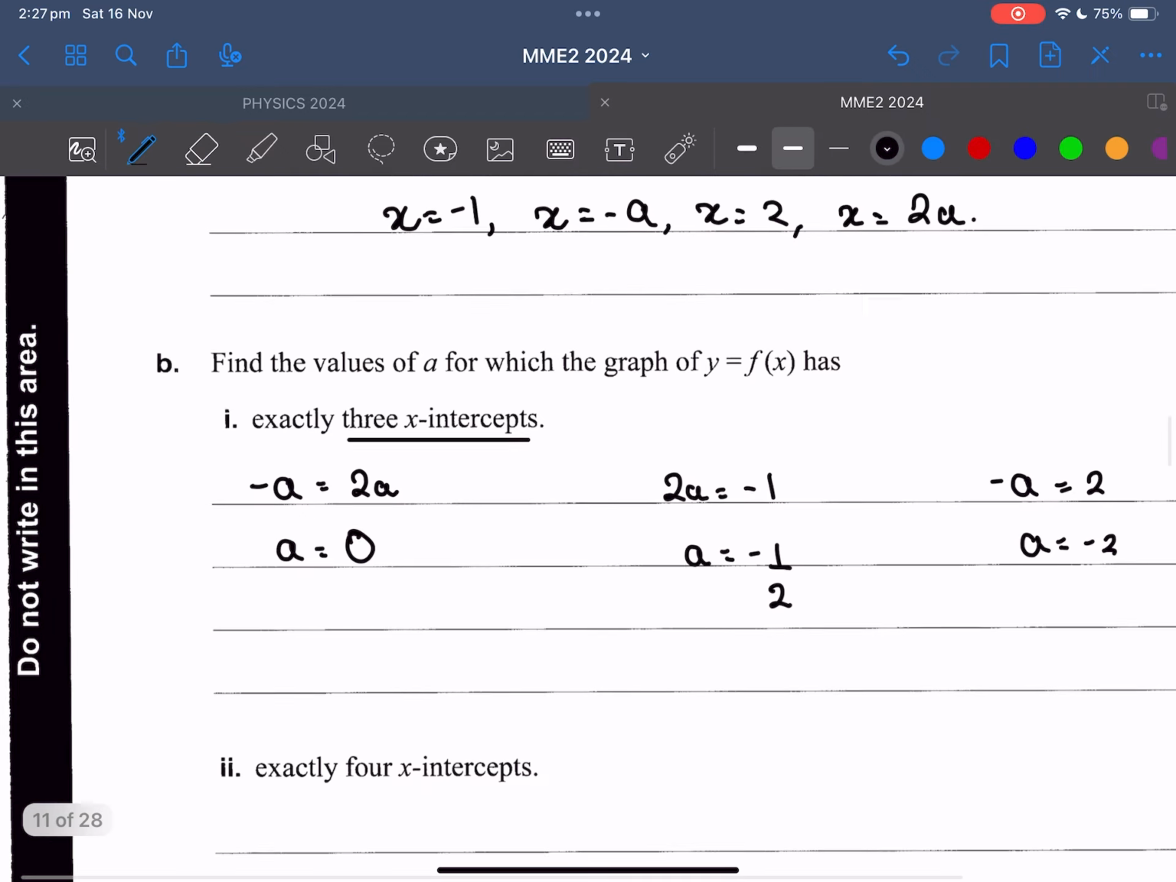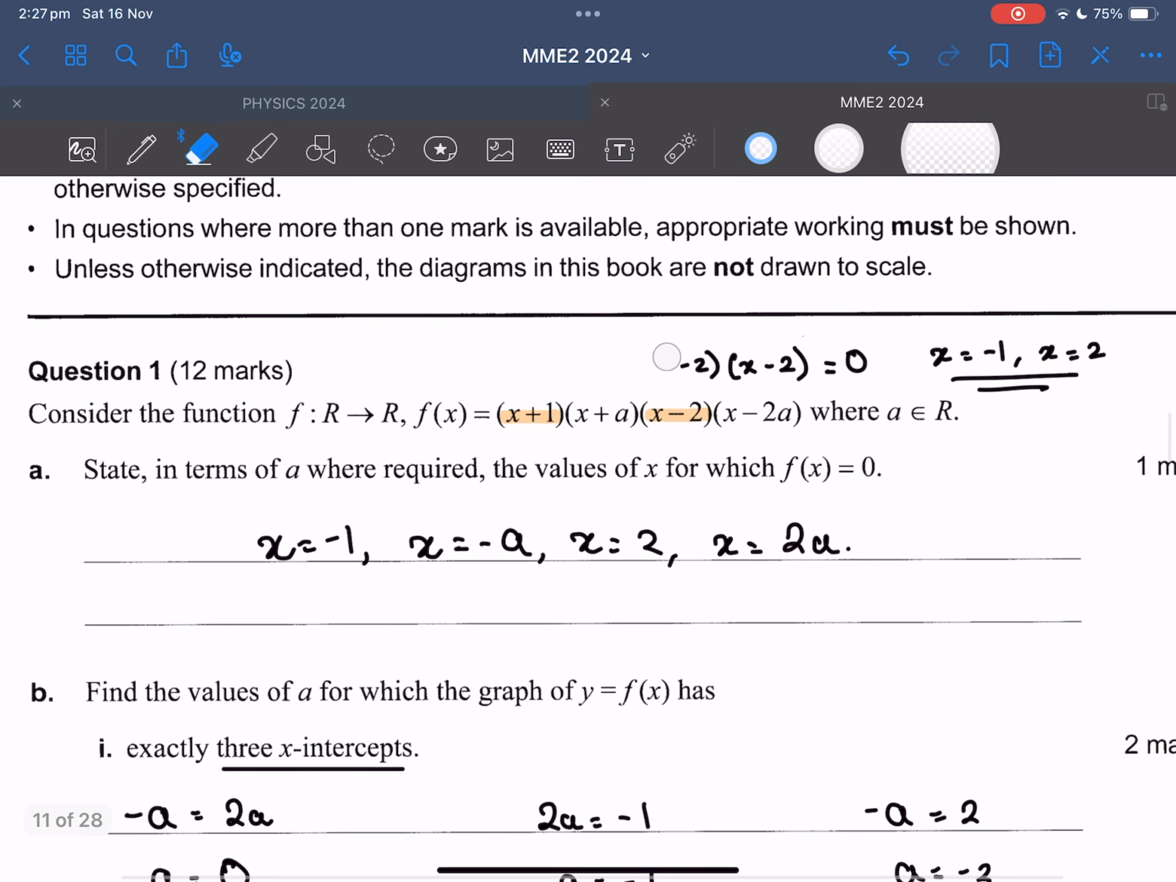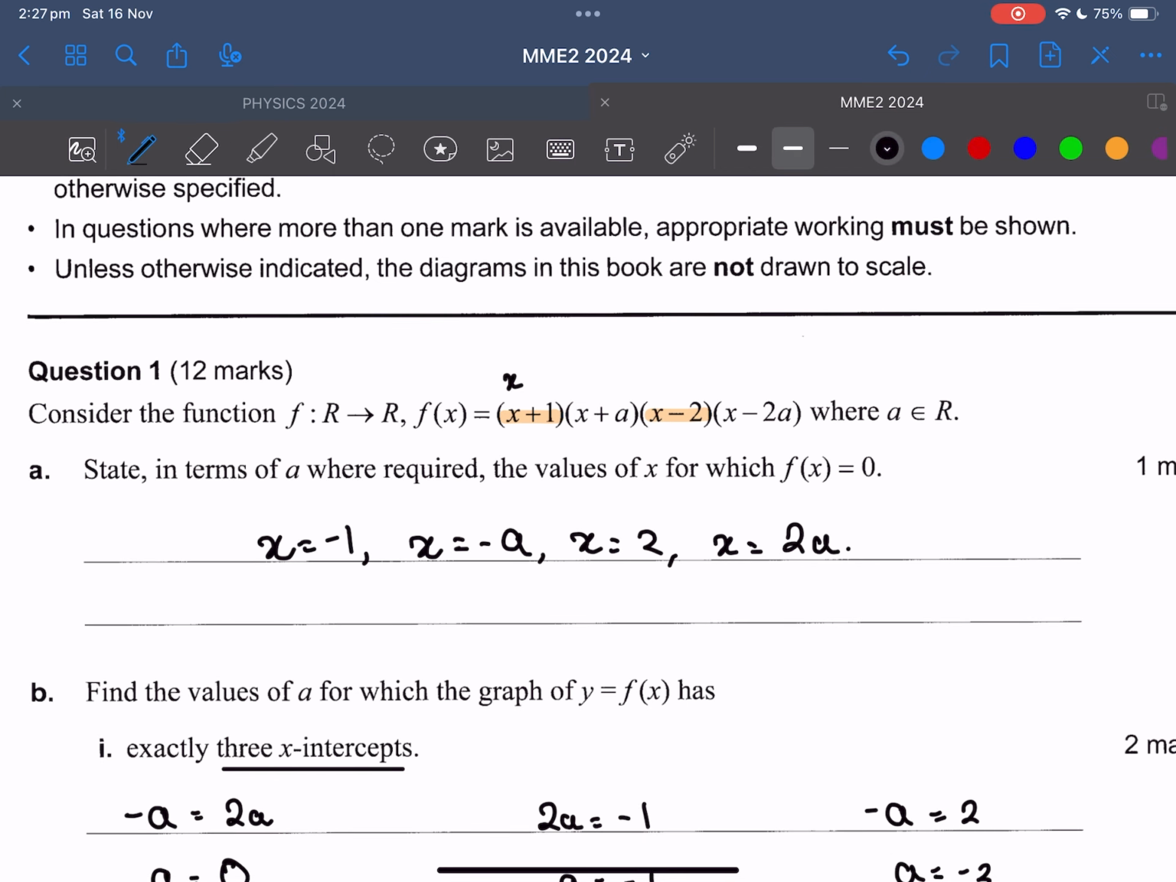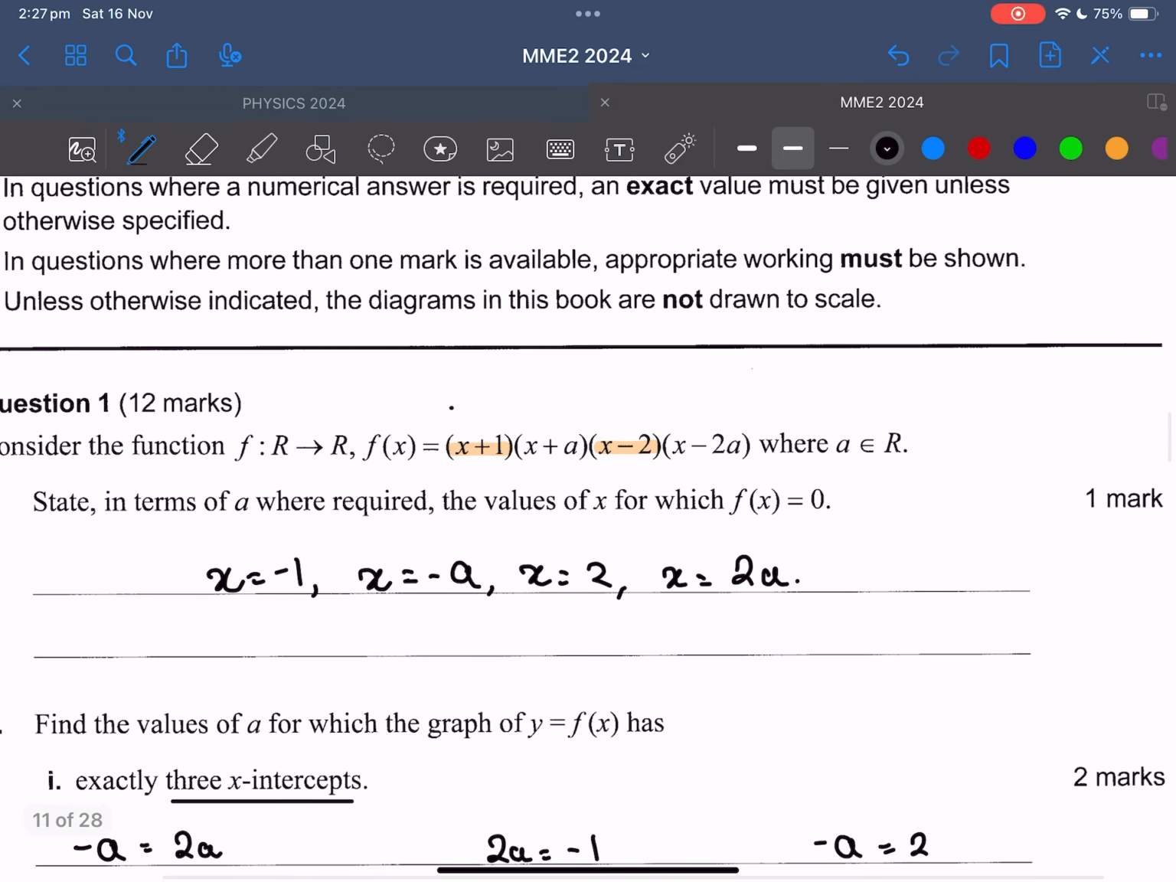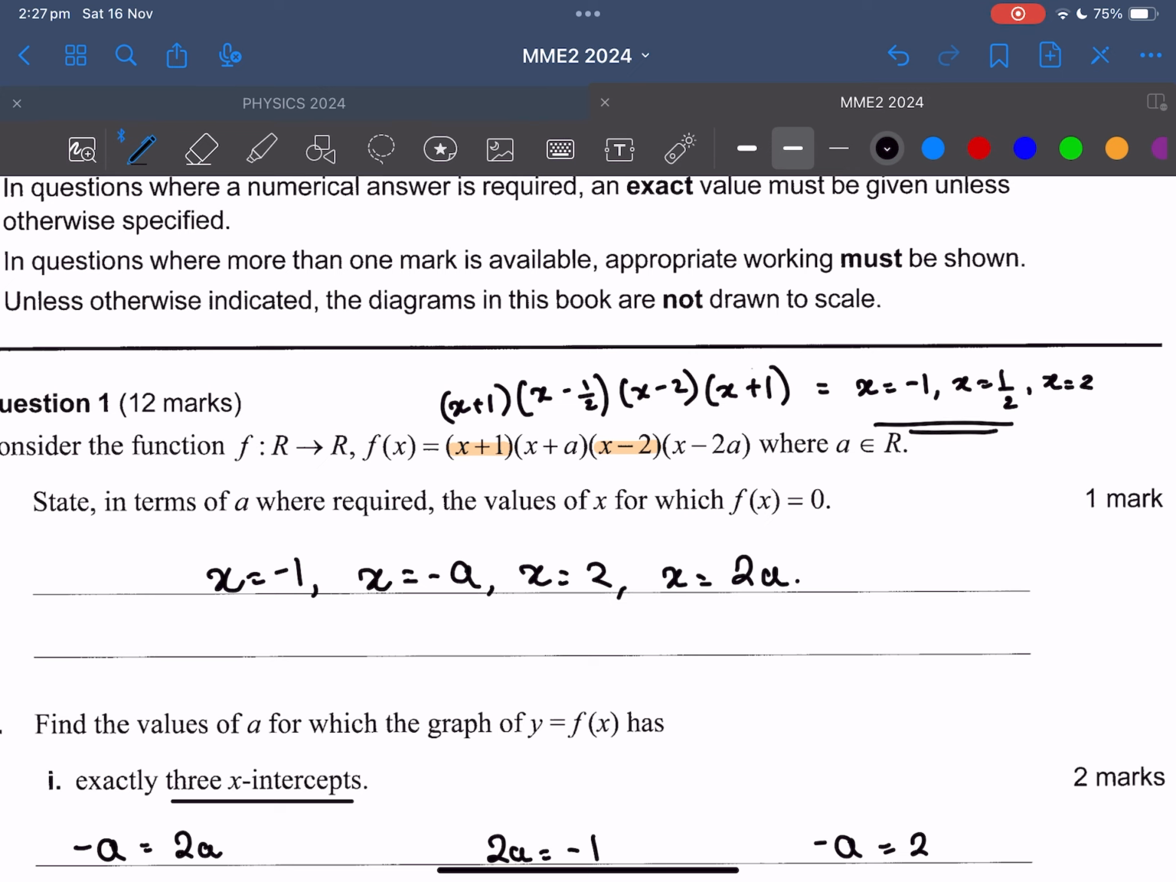Let's try the other 3 values though. So a is equal to 0. Let's try a equals 0. So we get x plus 1 times x minus 2 times x again. So we have x equals 0, x equals -1 and 2. 3 intercepts, that's good. Now let's try a equals -half. So x plus 1 times x minus half times x minus 2 times x plus 1. So this will give us x equals -1, x equals a half, and x equals 2. So 3 solutions, we are good.